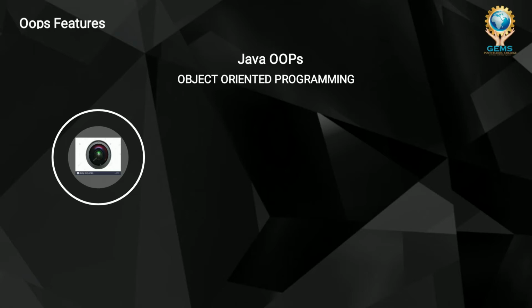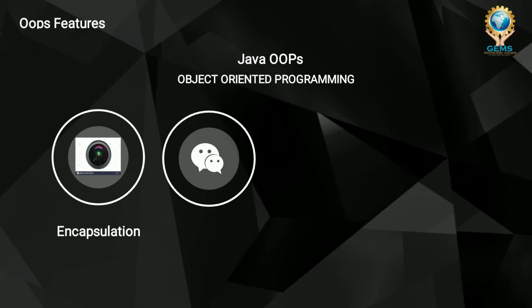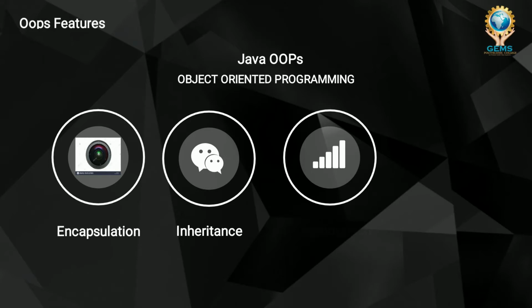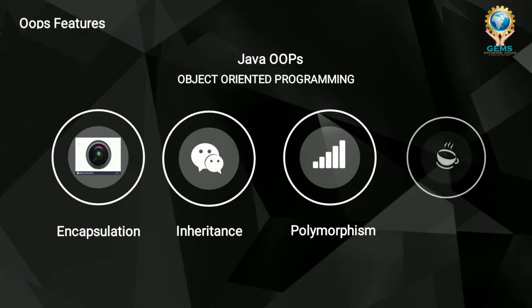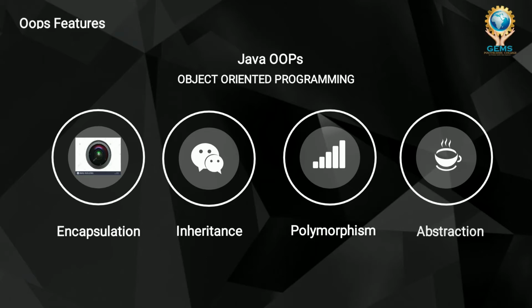Now let's talk about the features of object-oriented programming. First one is encapsulation, second one is inheritance, third one is polymorphism, and fourth one is abstraction. These are the very, very important features of object-oriented programming. Then we will see each and every feature in a detailed manner. First one is abstraction. What is abstraction?